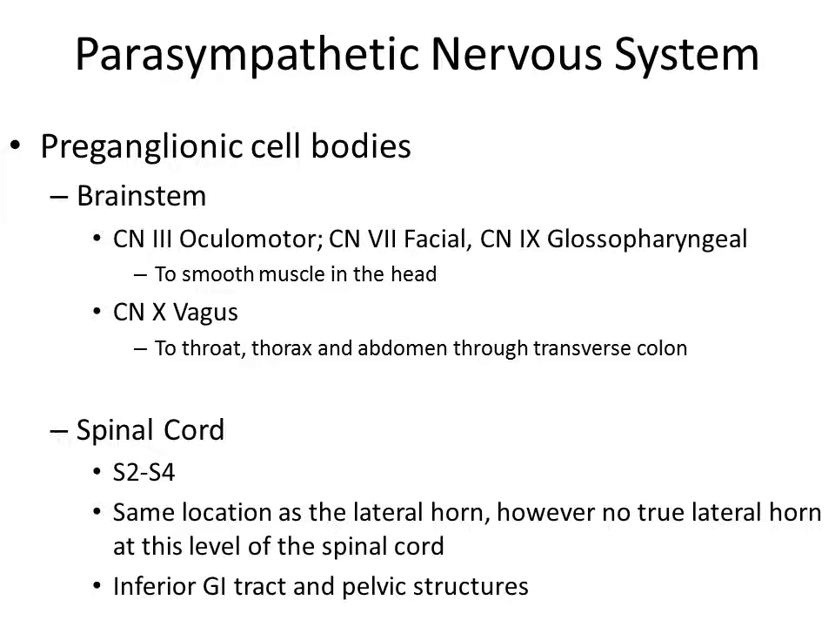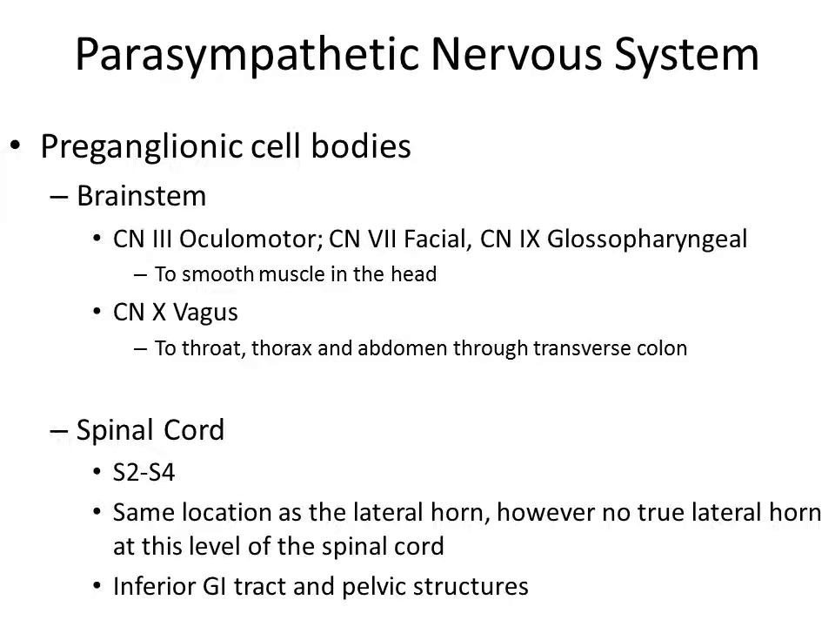Now let's talk about specific pathways, starting with the parasympathetic nervous system. The preganglionic cell bodies are located in either the brainstem or the spinal cord at S2 through S4. In the brainstem, the preganglionic neurons run in cranial nerve 3 oculomotor, cranial nerve 7 facial, and cranial nerve 9 glossopharyngeal to get to the smooth muscle of the visceral organs and glands in the face and region, such as our tear glands and our salivary glands.